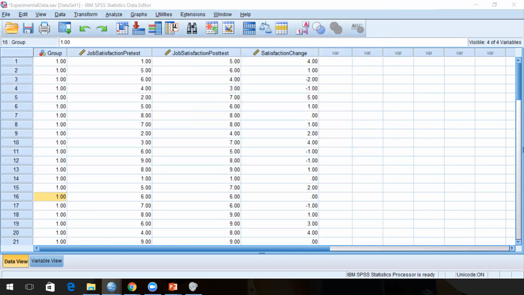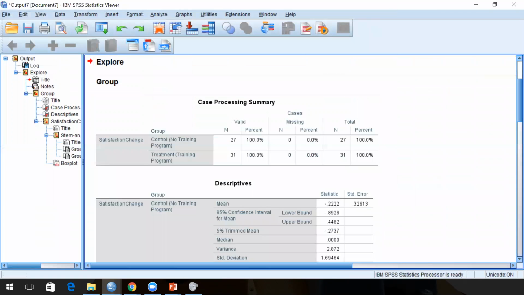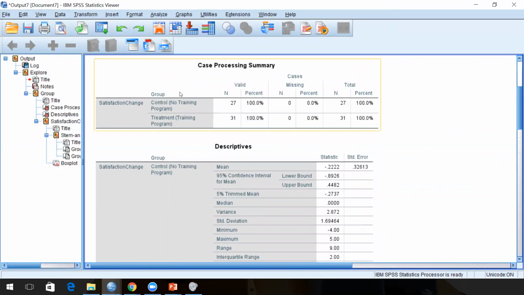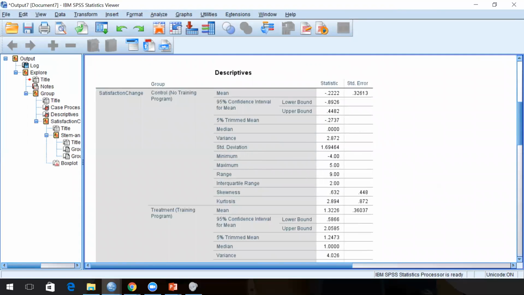Okay. My results, I'm using 2 windows, so I can move my results over here. Kind of interesting to look at. In the case processing summary, you can see that we have 27 people in the control group and 31 in the treatment group. They're pretty close, but not identical. That's the real world situation. They don't have to be identical sizes. That's something to be aware of. Then we have the descriptives for the change in satisfaction between the post-test and the pre-test, so it's the post-test satisfaction minus the pre-test job satisfaction.